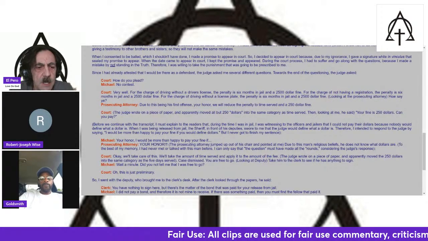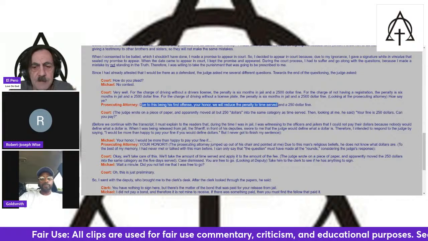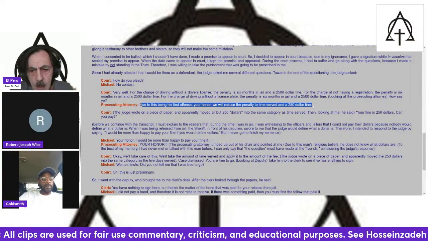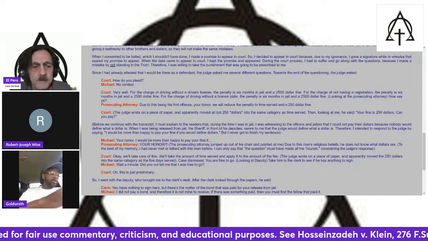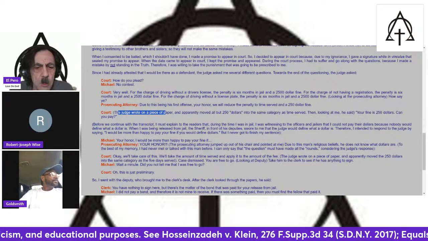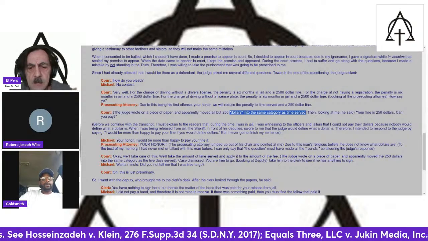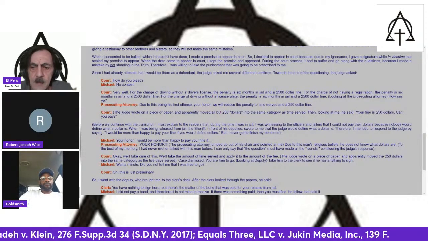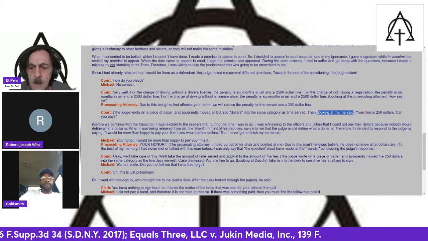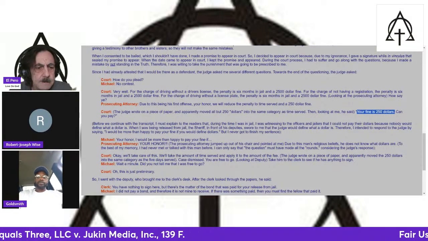Prosecuting attorney says, "Due to this being his first offense, Your Honor, we will reduce the penalty to time served and a $250 fine." Judge wrote on a piece of paper and apparently moved all but $250 into the same category as time served. Then, looking at me, he said, "Your fine is $250. Can you pay?"